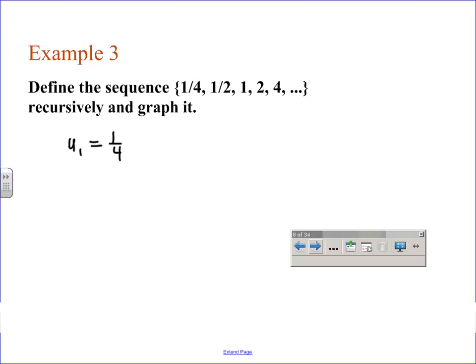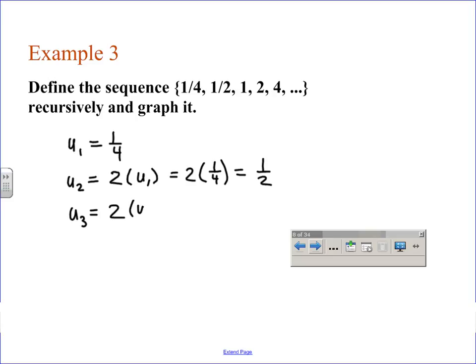Probably pretty quickly you notice that if we take a 1/4 and multiply by 2, we get a 1/2. So for the second term, I know that I can say 2 times the first term, which is 2 times the 1/4, and that's going to give me the 1/2. And for the third term, I can say 2 times the second term, which is 2 times 1/2, which is going to give me 1.